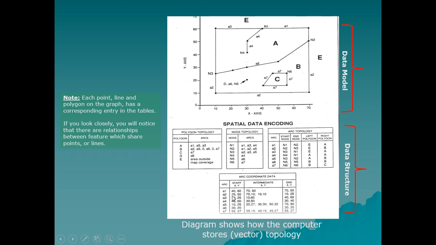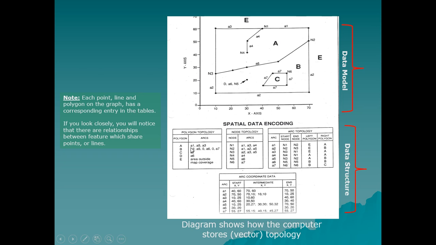And this is what we are looking at beneath here. These tables represent the data structure for how these vector features are organized in the computer, right? For example, let us look at our polygon topology. Again, we have our polygons listed A to E. Let's look at the first one, the spatial organization of polygon A. So we know this is polygon A.